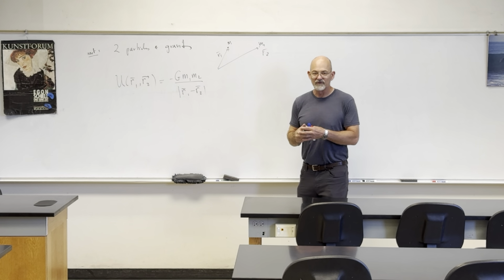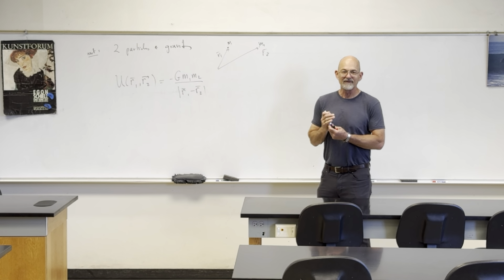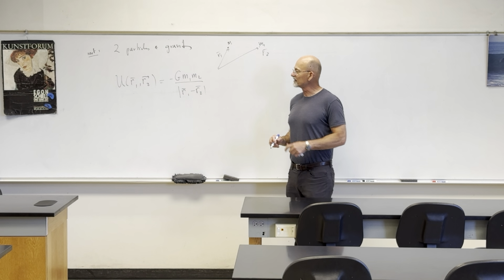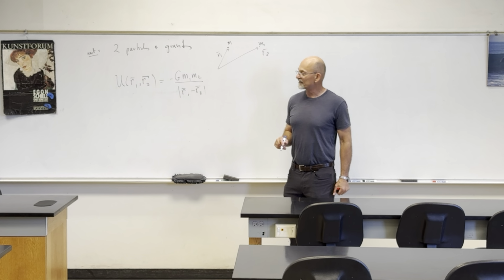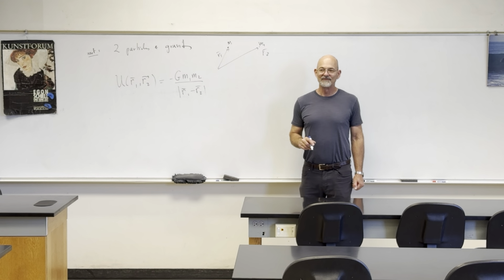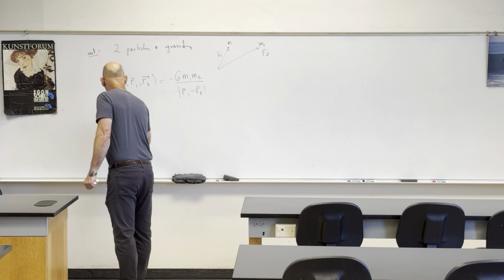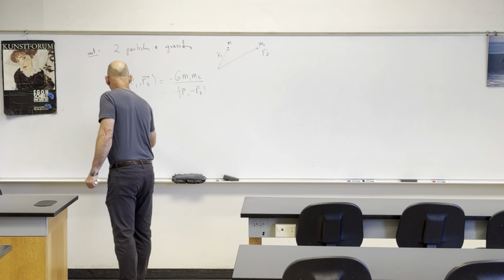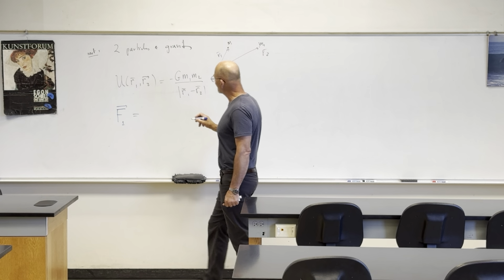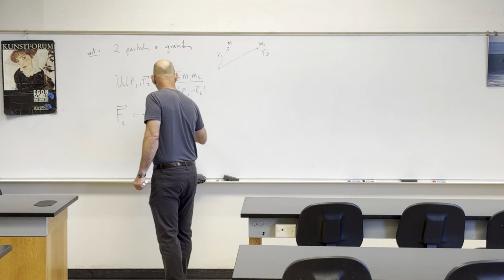How do we get from here to the force? Newton's law of gravity. We call this the Newton potential for two particles. How do we get to the force? Integrate this? The opposite. Differentiate, right? Sorry. So here's what we want though. I'm going to call this F sub 1. If we wanted the force on the first particle, we're going to do minus the gradient of this thing.